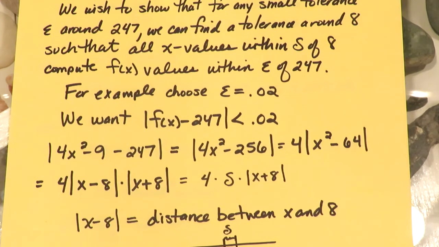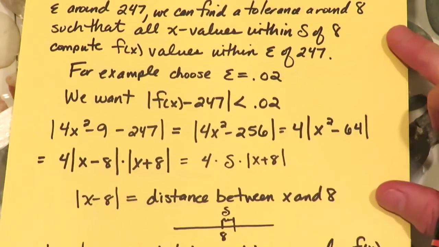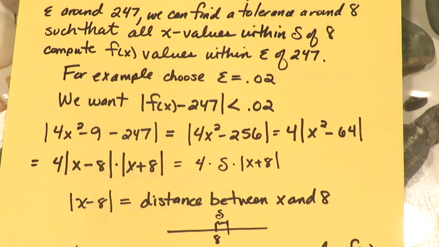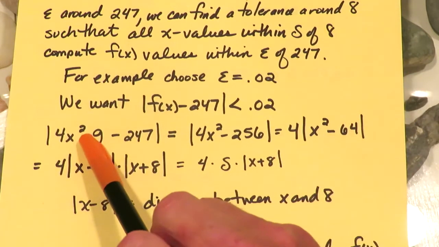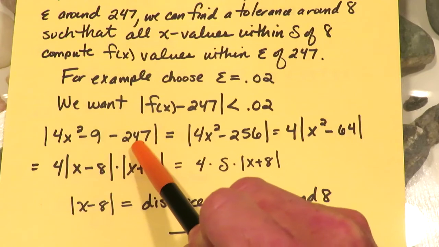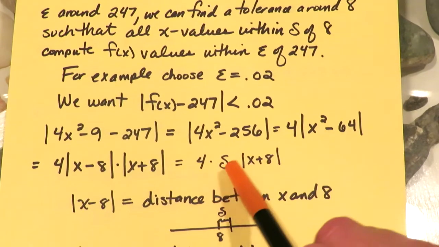The absolute value of x minus 8 is the distance between x and 8. That is what absolute value means. It means the distance between two things, in this case x and 8. That is my delta. Delta is the tolerance or the distance you can move away from 8. So replace the factor absolute value of x minus 8 with delta, and then we have that the difference between the function and 247, again in absolute value, is equivalent to this.